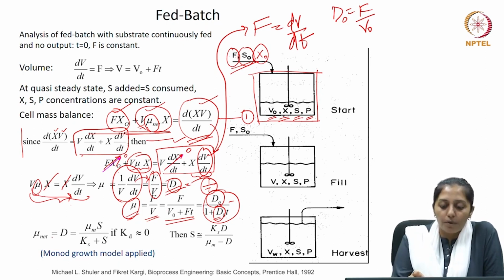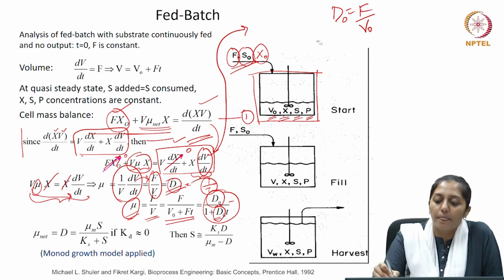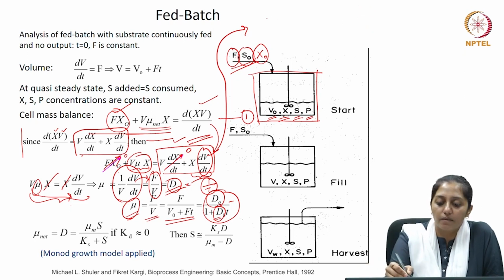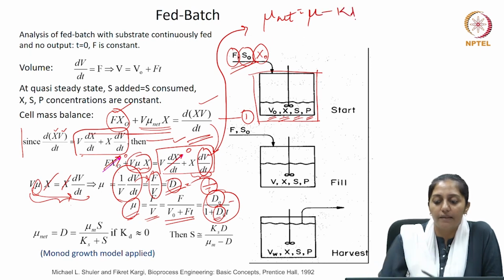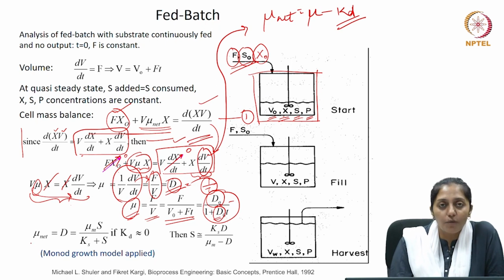Now, if you remember equation 1, it was written here as mu net. Mu net is given in case the culture is undergoing endogenous metabolism. If you remember, during the batch process, mu net was equal to mu minus Kd, where Kd stands for the rate constant for the endogenous metabolism. Now, if this is following Monod's kinetics, then mu is equal to D at quasi steady state.